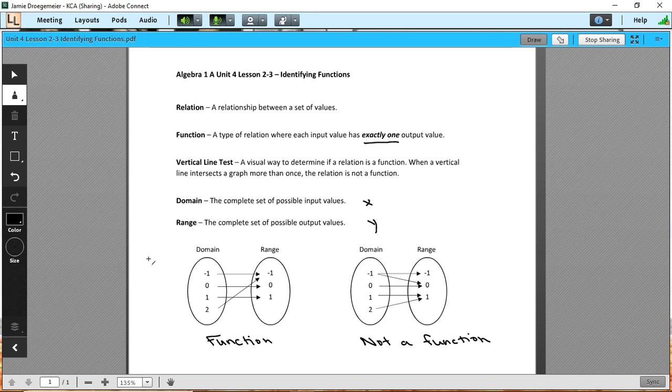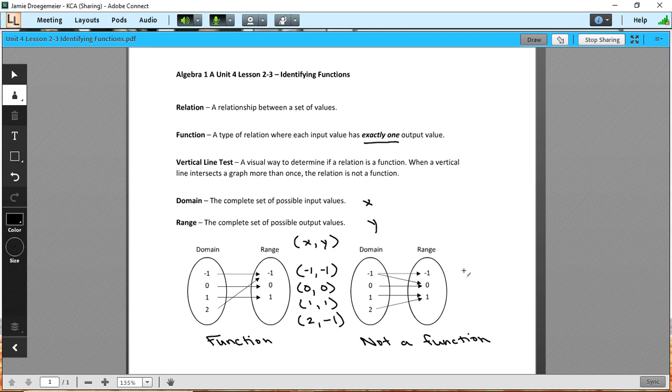These domain and range values, you may also see them listed as ordered pairs. So thinking of an ordered pair looks something like this. Be familiar with that when you're plotting points on a graph. Our input value, our x value goes first, our y value goes second. And so for this one here, we'd have -1 is our x value, -1 is our y value. When x is 0, y is 0. When x is 1, y is 1. And then finally, when x is 2, our y value, our range value is -1.